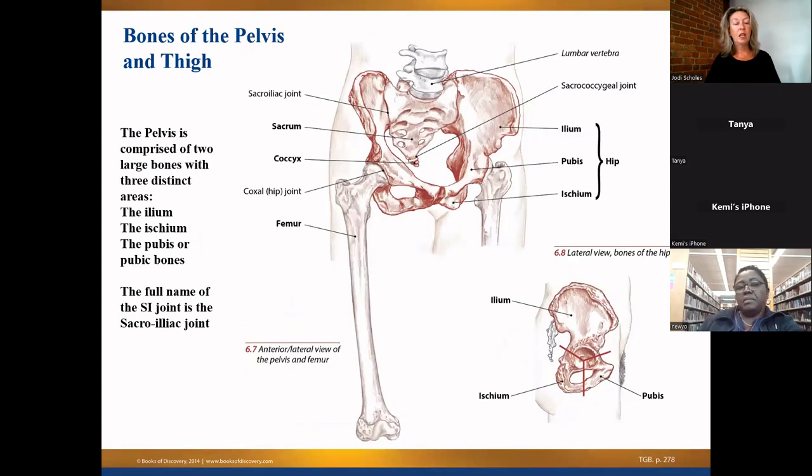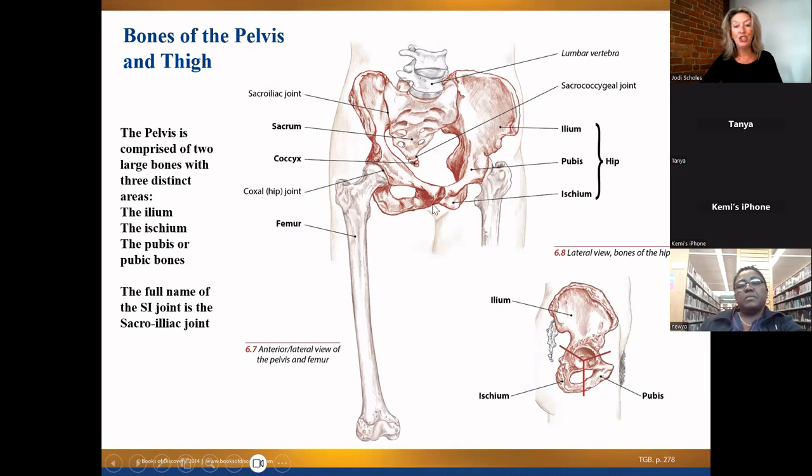Let's continue on. Take a look at the bones of the pelvis and the thigh. So you can see the bones we were talking about here. All right, this is a side view. And you can see here that there are two big bones on either side. Here is the ilium. I'm just looking to see if it's marked. There we go. There's the ilium, this nice big bone.